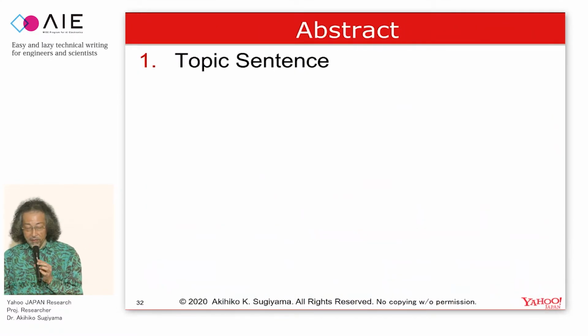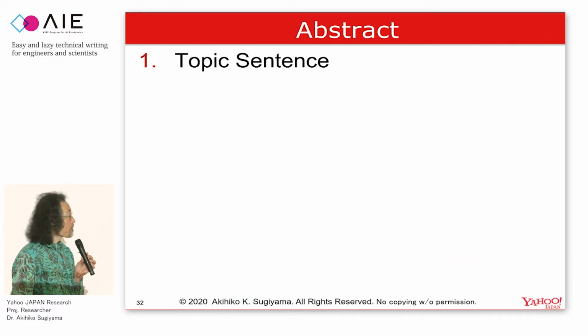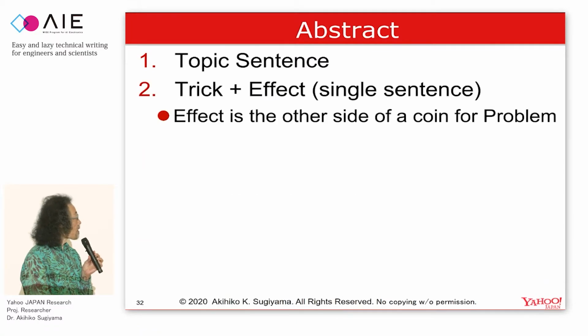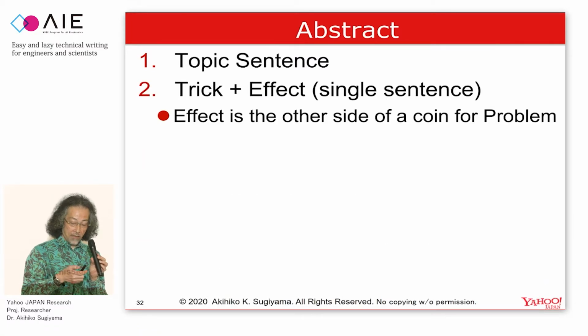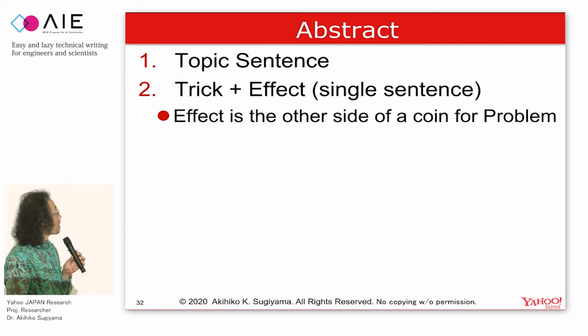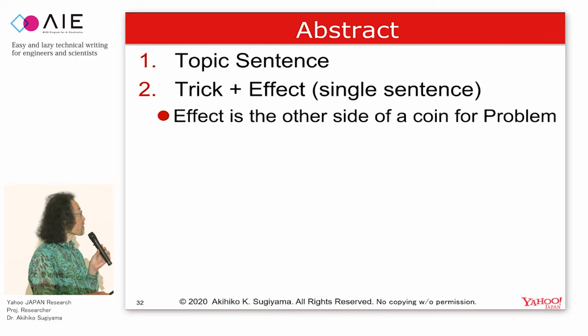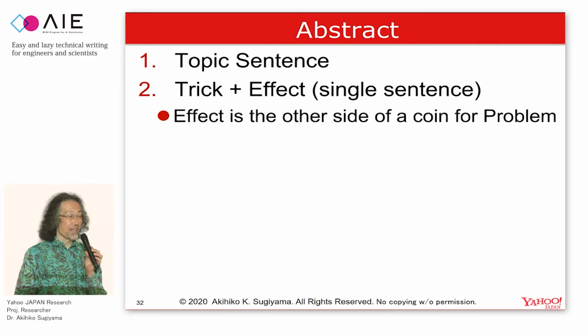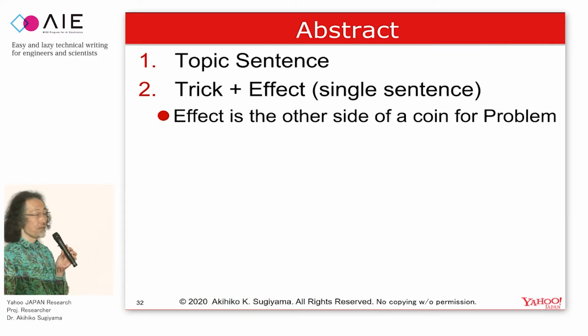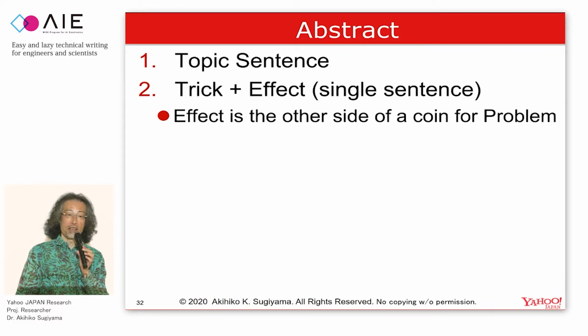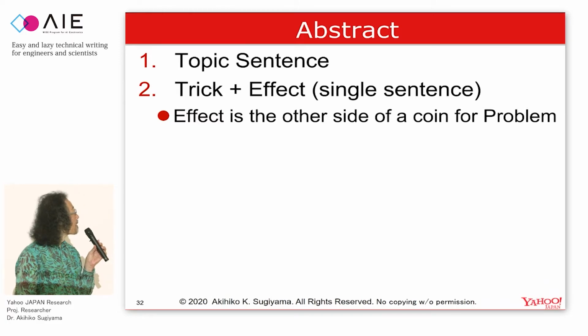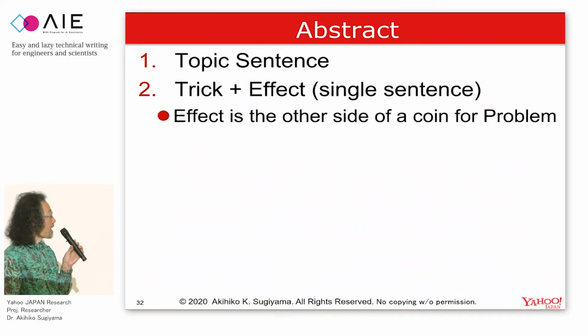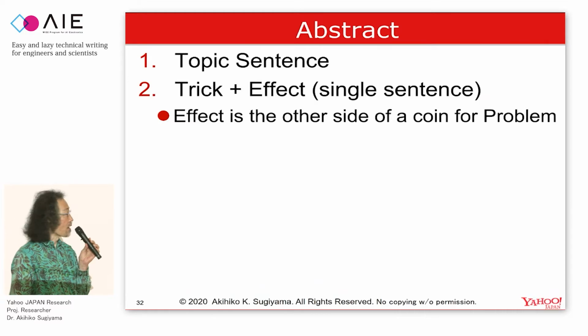Okay, so let's review how you can design the abstract. The first one, the topic sentence, as I already talked about, it's a combination of the trick and the value. It's simple and straightforward. You don't have to worry about it. The next thing you should put in your abstract is the trick and the effect. What is the trick and how it works in a single sentence. This is a kind of summary of your contribution. Effect is the other side of a coin for the problem.